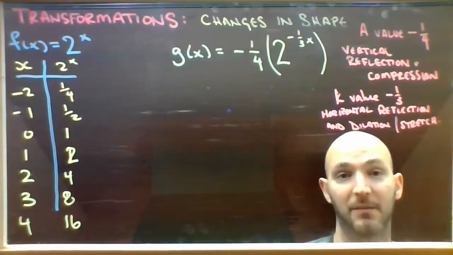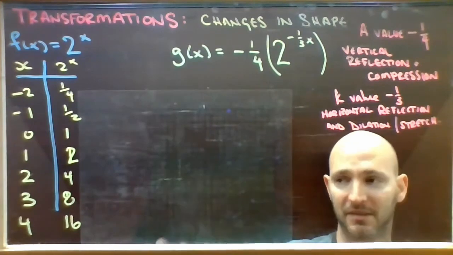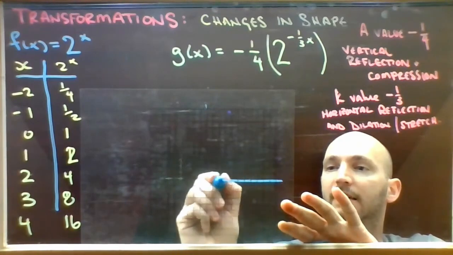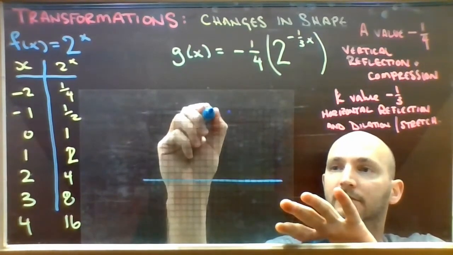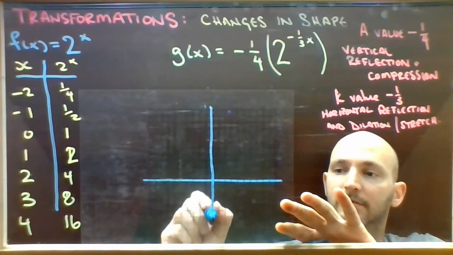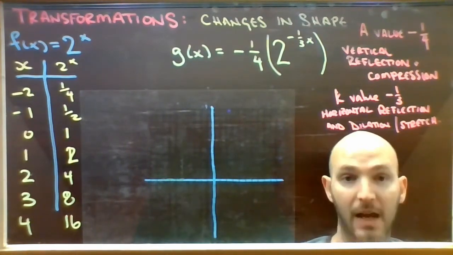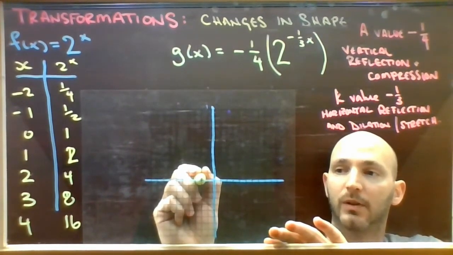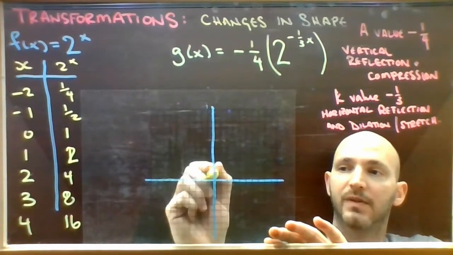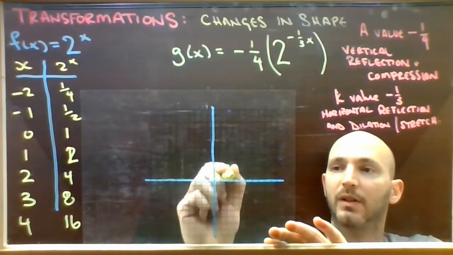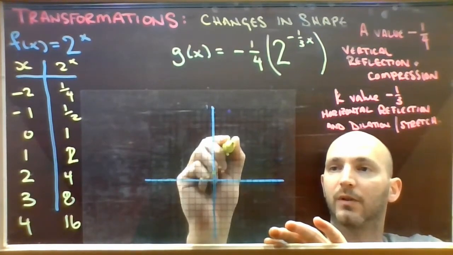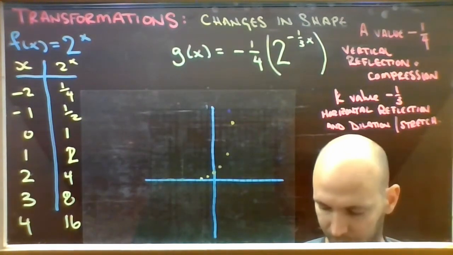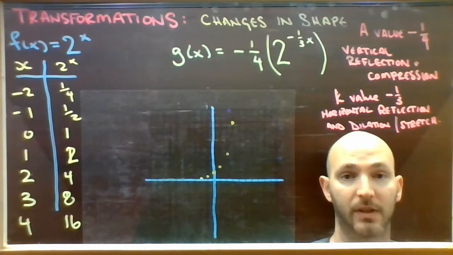So, for the last time in this video, summon the axis. Draw on my untranslated axis. And I'm going to map my basic pattern on there. Negative 2 and 1/4, negative 1 and 1/2, 0 and 1, 1 and 2, 2 and 4, 3 and 8, and 4 and 16. So we're going to do these dots one at a time.